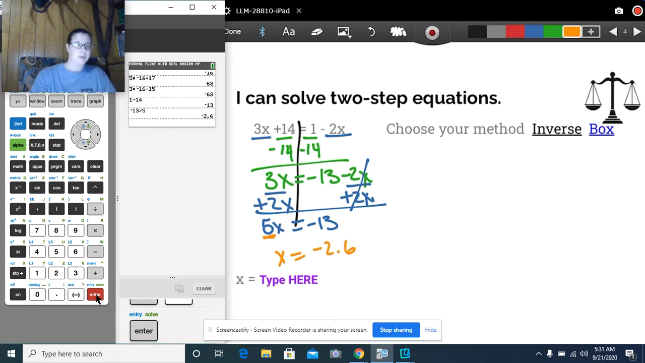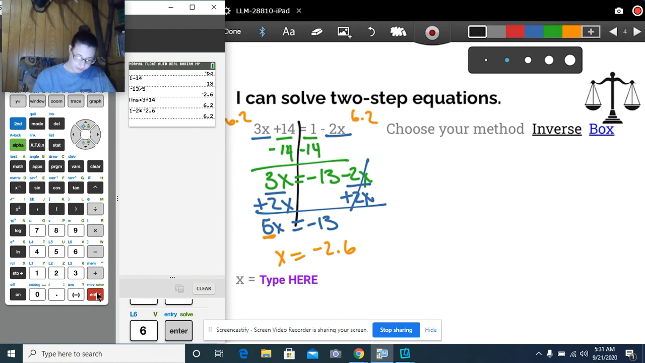Okay, I'm going to plug that back in, 3 times negative 2.6 plus 14. And I'm left with 6.2 on this side. And 1 minus 2 times negative 2.6 gives 6.2. So I did it right.